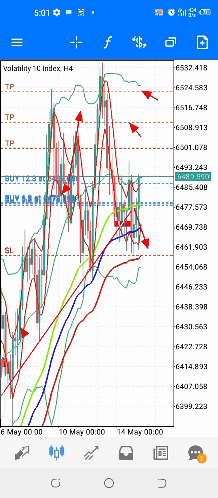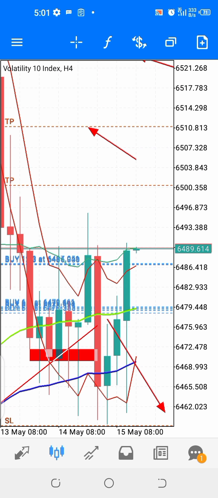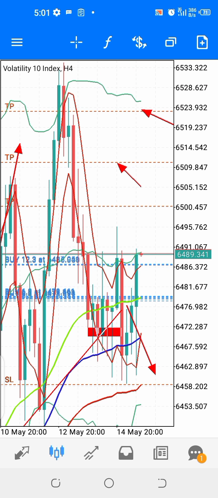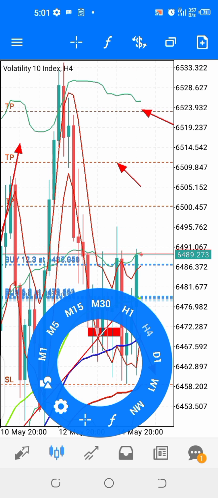Right, this is a continuation of the trade. I'm still holding the trade, like I said, but the setup actually changed. Okay, this is what happened.